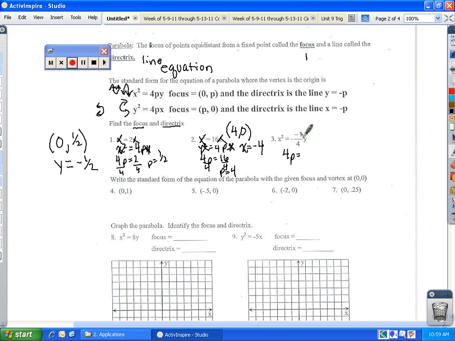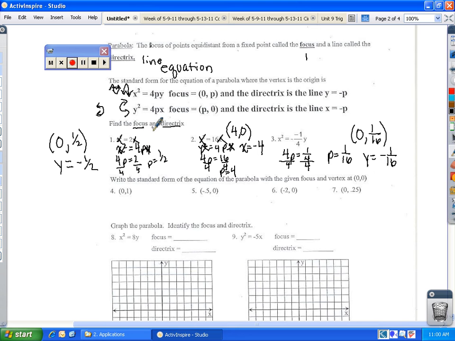Finally, for the last one, we're going to say that 4p equals the coefficient of y, which is -1/4, which is basically +1/4. To solve this, I divide both sides by 4. 1/4 divided by 4 will give you 1/16. So p is 1/16. Since this is an x squared equation, I know that my focus is at (0, 1/16), and my directrix line is going to be y equals the opposite of 1/16, which is -1/16.